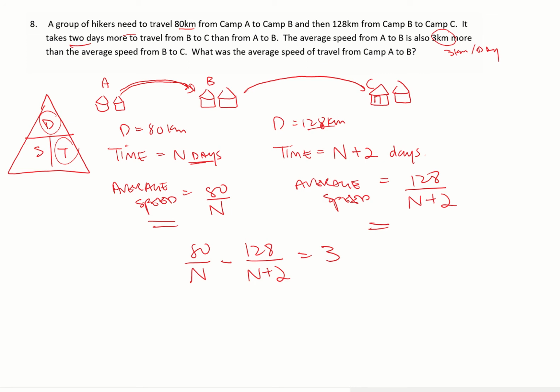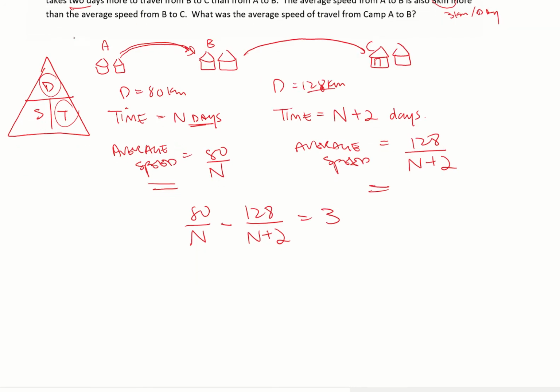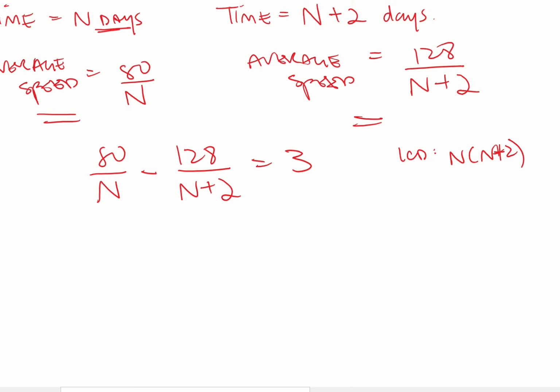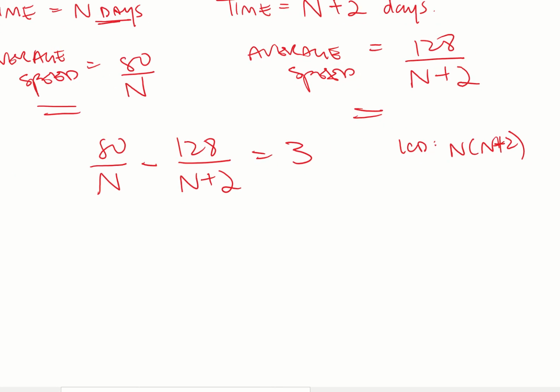All right. So this is the first part. Here's the second part. So you have an equation now, and they're asking you to find the average speed from A to B. So before you can do that, you got to find what n is. So here we go. You have a rational equation. So start off with the LCD. Your LCD is n times n plus 2. So I'm going to multiply everything here by n times n plus 2. This way I would cancel out my denominators.